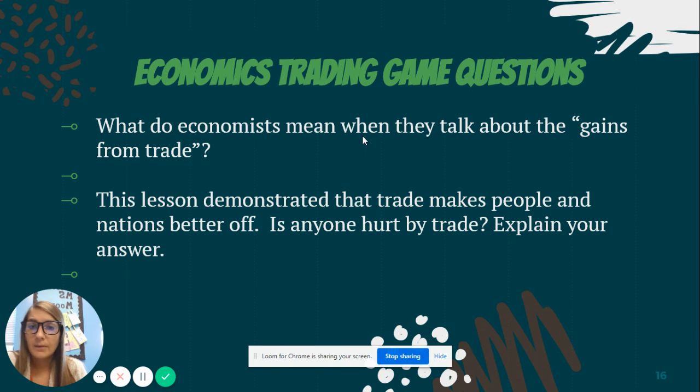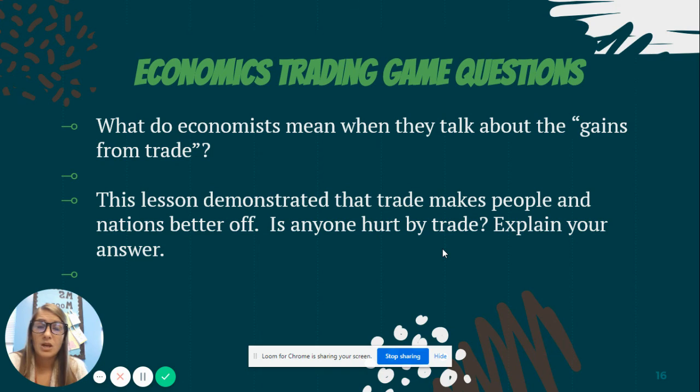What do economists, that's hard to say, mean when they talk about the gains from trade? In this game that we played, the numbers increased, and that's representing the gains from trade. So what do they mean? What are they talking about? And then this lesson demonstrated that trade makes people and nations better off. Is anyone hurt by trade? Explain your answer. So would anyone not benefit from trade?